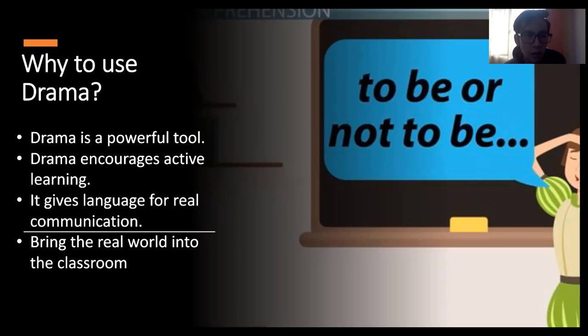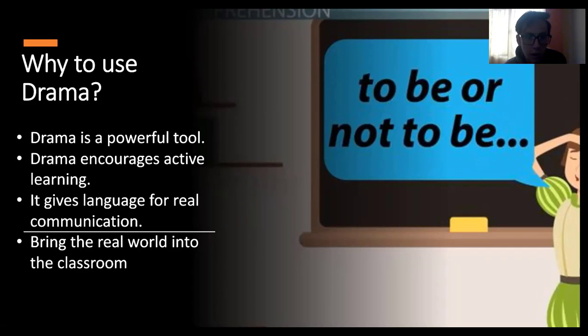The first, drama is a powerful tool. Why? Teachers can use it in the language classroom. It encourages students to develop their skills and it helps them communicate even with a limited vocabulary. Students can use nonverbal communication or maybe facial expressions.